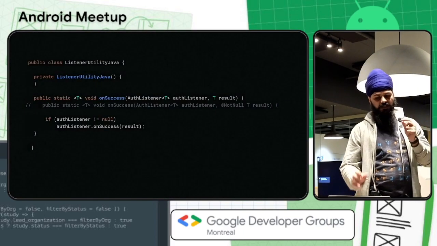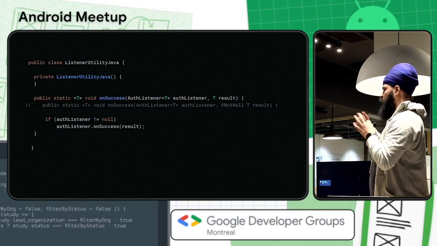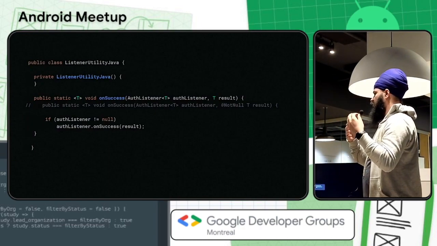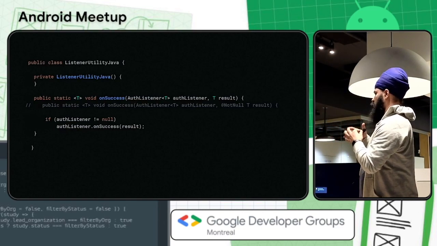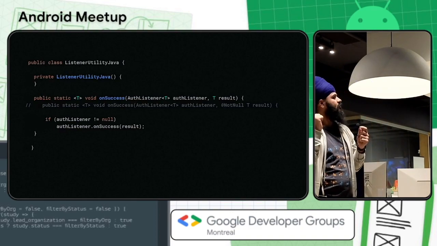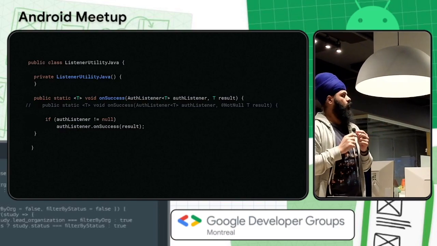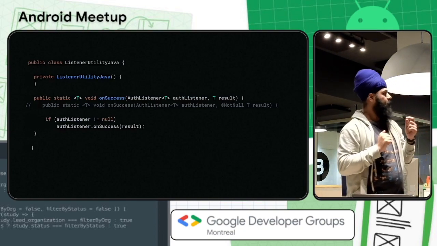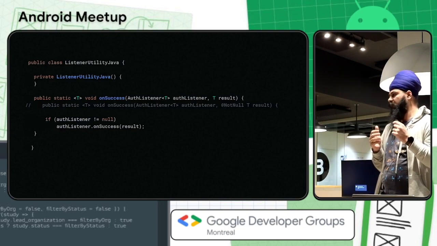The issue is that we are using a third-party SDK, and they migrated to a new version. The APIs that they expose to clients, for example to us, were migrated to Kotlin, but internally they are still using Java. They have a class called ListenerUtility that they use to post the states on the auth listener using the onSuccess method here. As it's Java, there is no compile-time null safety, right?